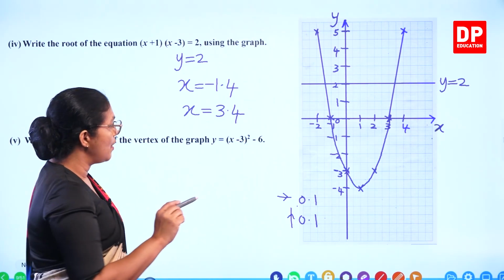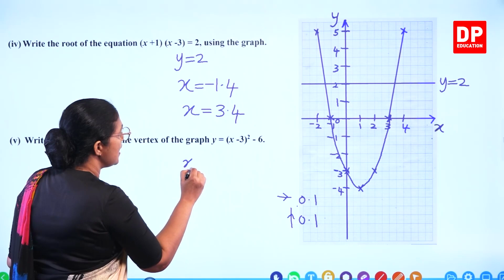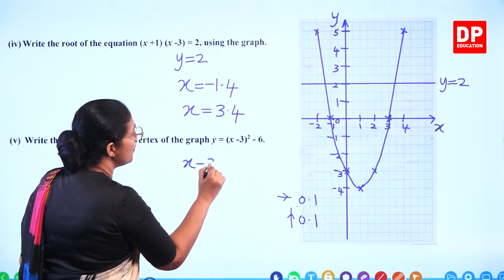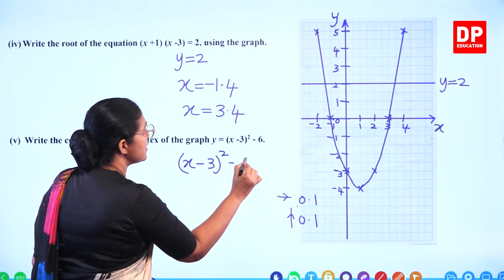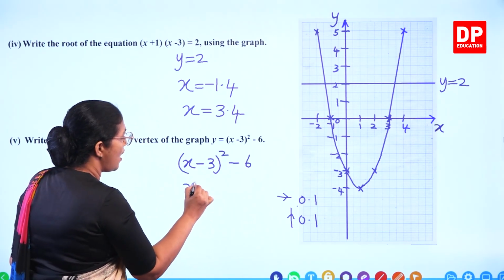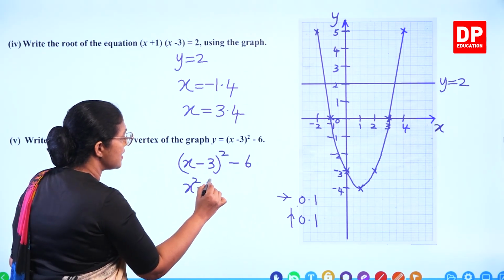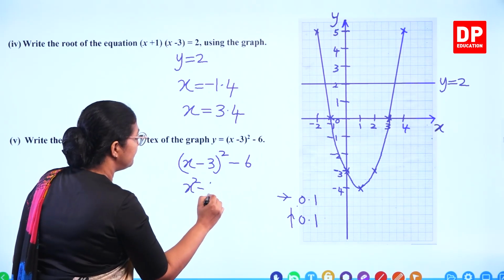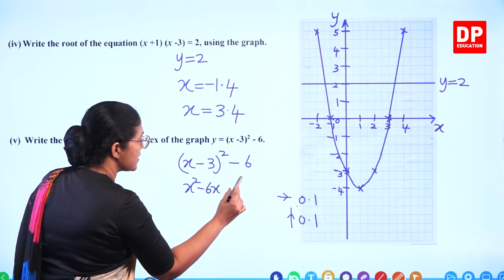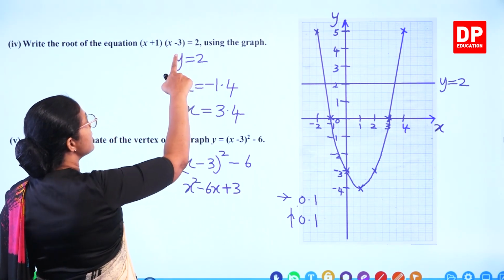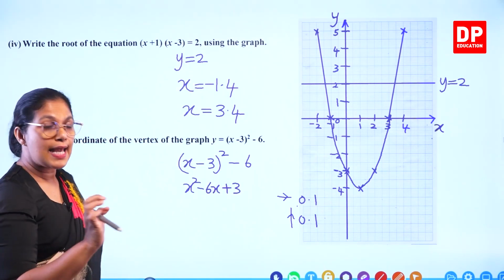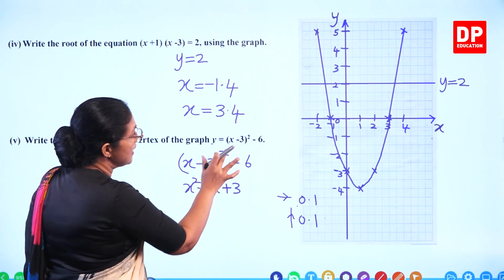same graph, because when you expand this, (x minus 3) squared minus 6 means what? x squared minus 6x plus 9 minus 6, that's plus 3. So this graph and this graph are not the same. So that's a different one.